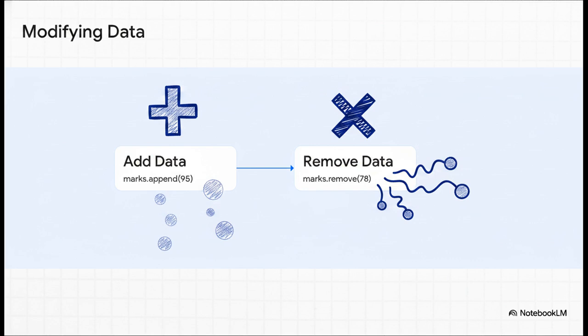And in step 2, if we spot a bad data point, maybe a sensor glitch or a typo from data entry, we use marks.remove(78) to just pull it right out. This completely simulates a live, real-world data cleaning scenario.